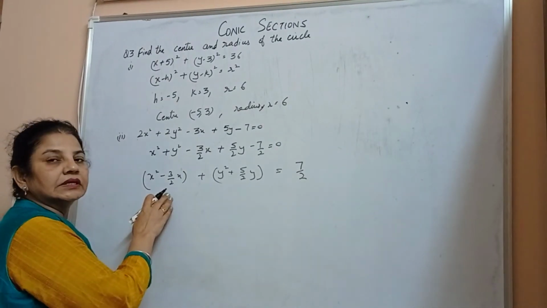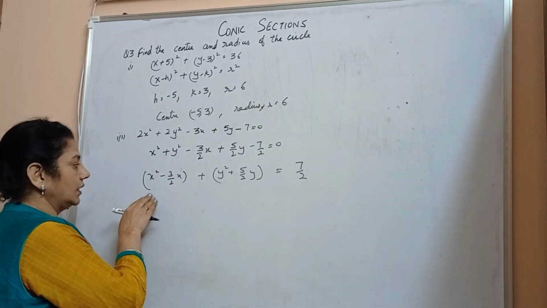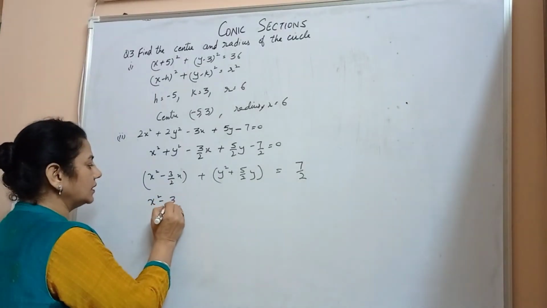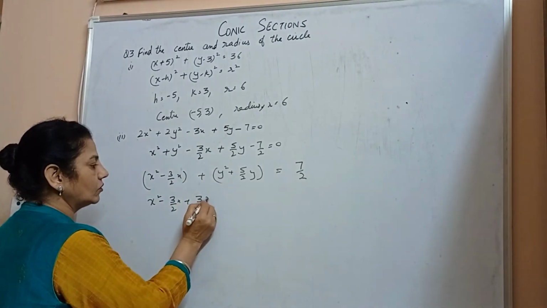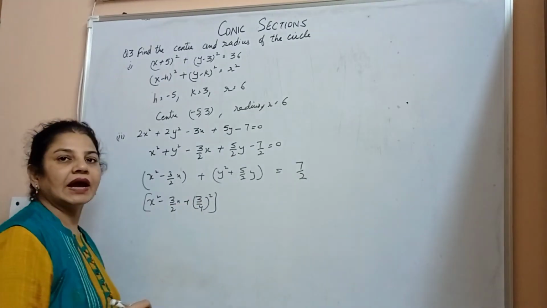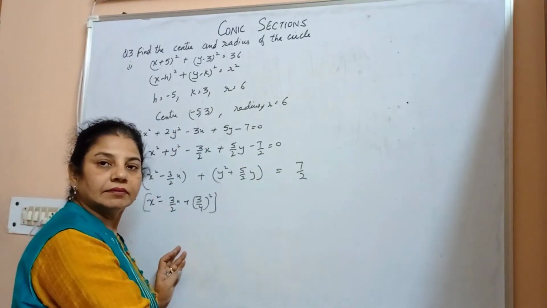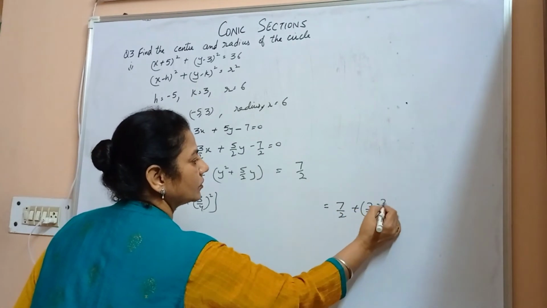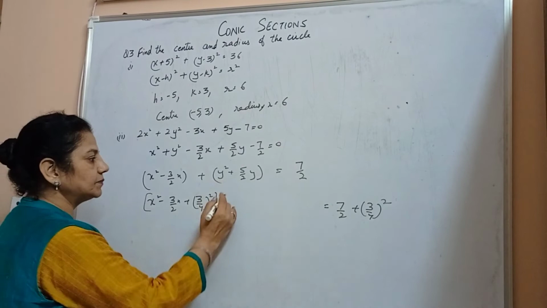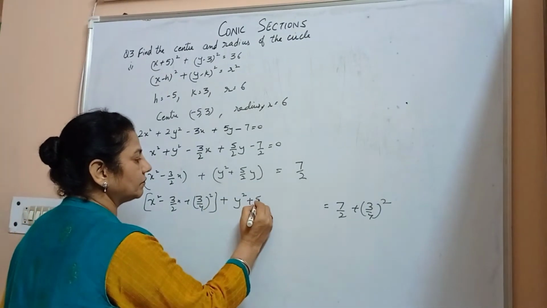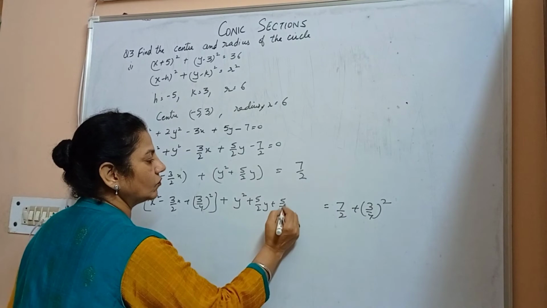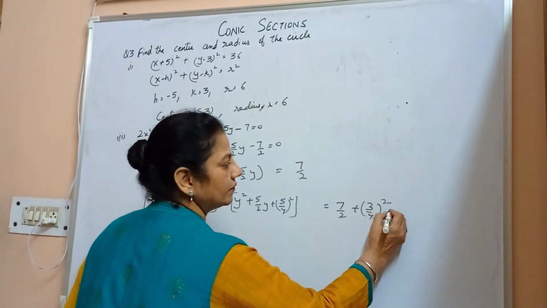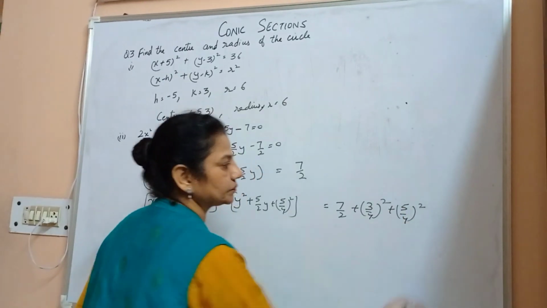Here clearly we need 3 by 4 whole square. We have a square minus 2ab, we require b square. So here we get x square minus 3 by 2 x plus (3 by 4) whole square. And we know that whatever we add on the right hand side, we have to add on the left hand side also. So we add 7 by 2 plus 3 by 4 squared to the right hand side also. In the next bracket, we get y square plus 5 by 2 y. We need (5 by 4) whole square because in this particular case, b is 5 by 4. So we add it to the right hand side also.